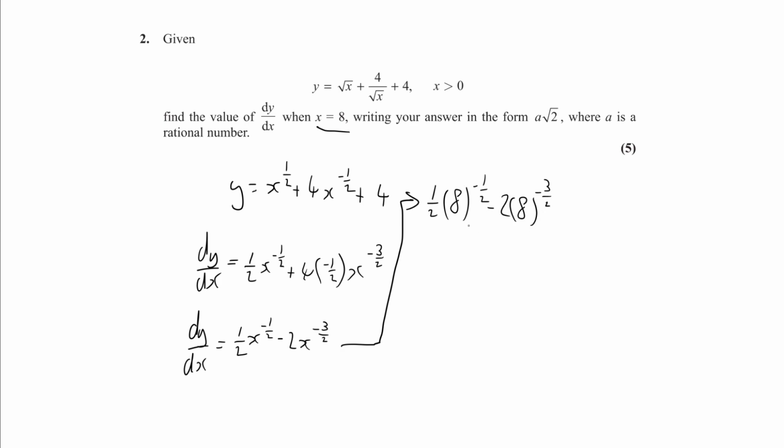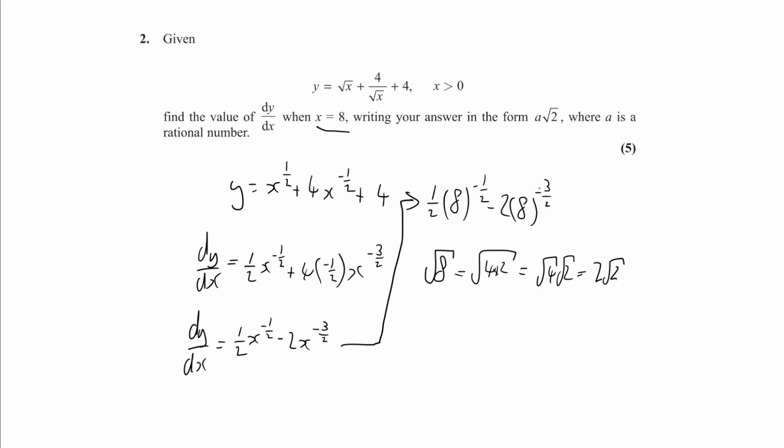Now, because this is C1 and we don't have a calculator, we're going to have to work out what these are by hand. So, we want to work out the square root of 8 first. So the square root of 8 is equal to the square root of 4 times by 2, which is equal to the square root of 4 times by square root of 2, which is equal to 2 square root 2.